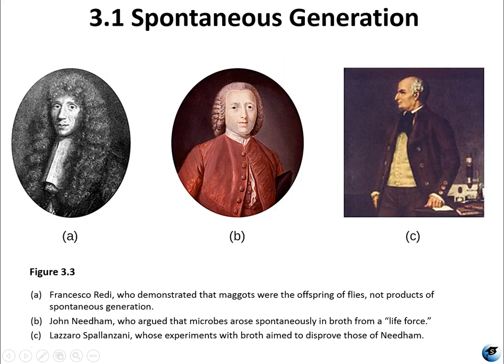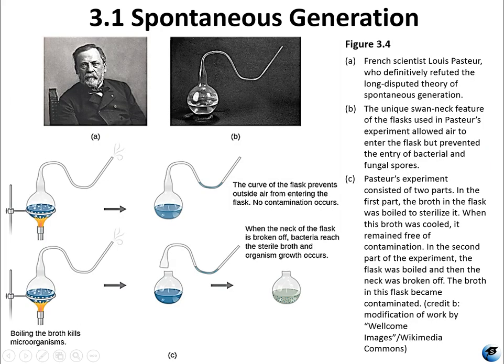So figure 3 shows some of these guys we were just talking about. This is Redi, Needham, and Spallanzani. Okay, so those were kind of some heavy hitters when you're talking about spontaneous generation. But the big enchilada was Louis Pasteur's swan neck flask experiment, and this is figure 3.3 from your book.